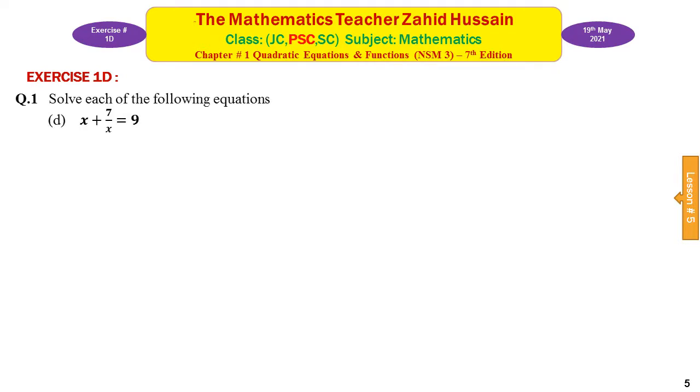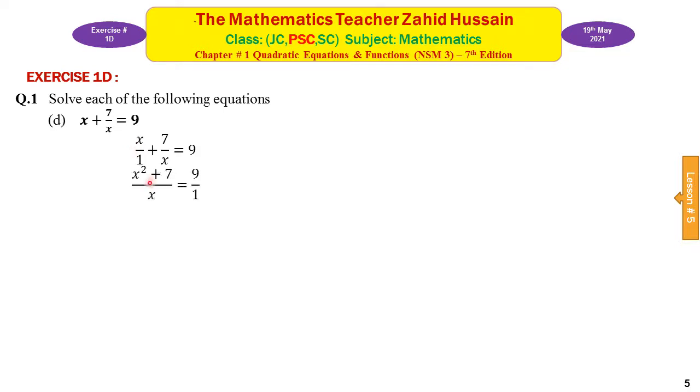This is question number 1, its D part. x plus 7 over x is equal to 9. So x over 1, we can write x over 1 plus 7 over x is equal to 9. Look, the right hand side of this equation is not 0, so we cannot cross multiply by moving one fraction to the other side. So take the LCM on the left hand side.